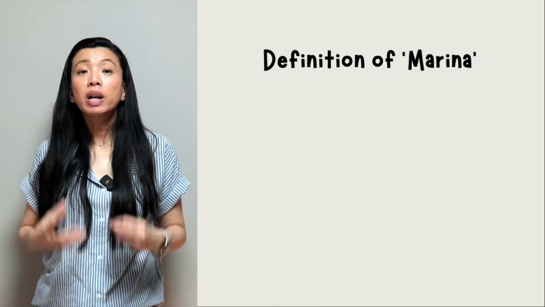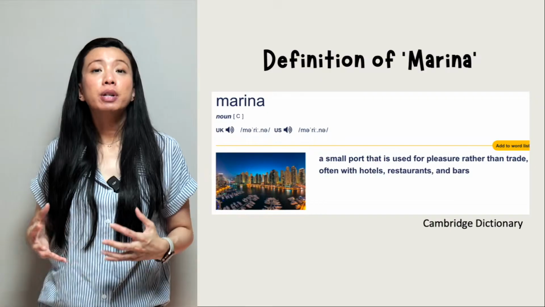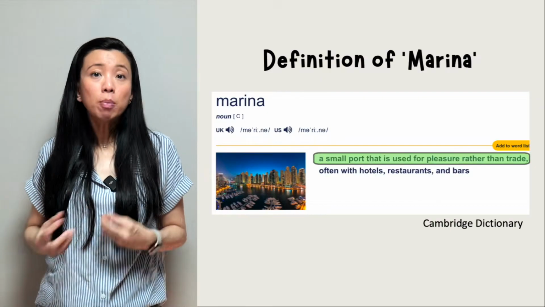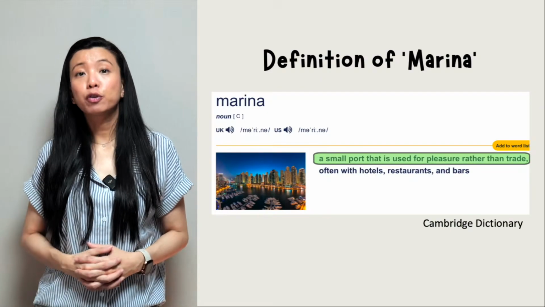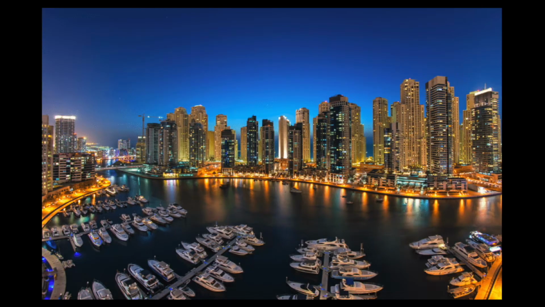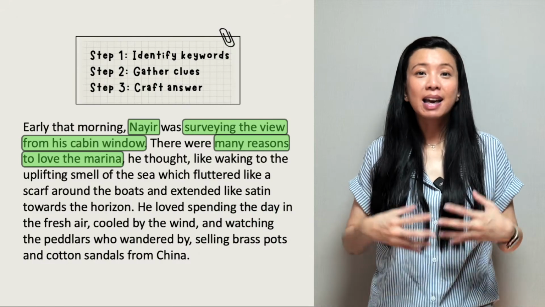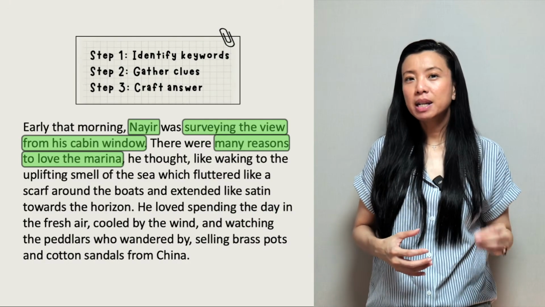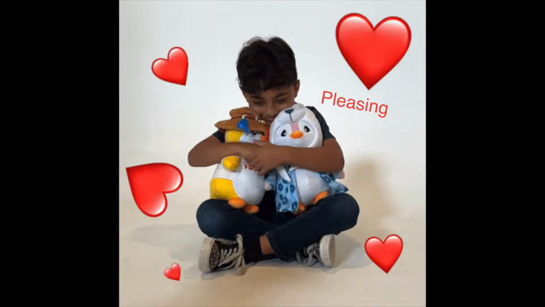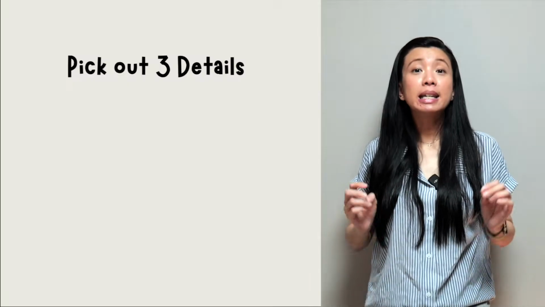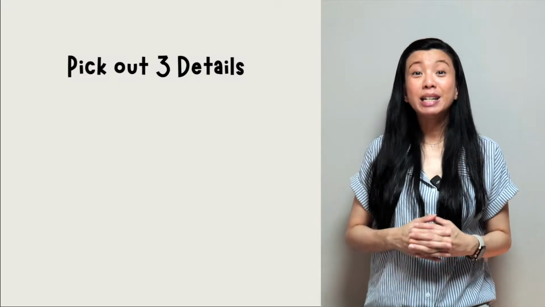Now again, I'm going to look at what a marina is, and the Cambridge Dictionary defines a marina as a small port that is used for pleasure and not for trade. So if I zoom in on the picture that's been given by Cambridge Dictionary, you can see that it's kind of like a car park but for ships. It's a very small area with all the little ships, so I have picked out this sentence as a clue because it tells us that there are many reasons to love the marina. And usually when you love something, one of the reasons is because you find it attractive or it's something that's very pleasing to you. Okay, so because this is a content inferential question, we need to pick out 3 details.